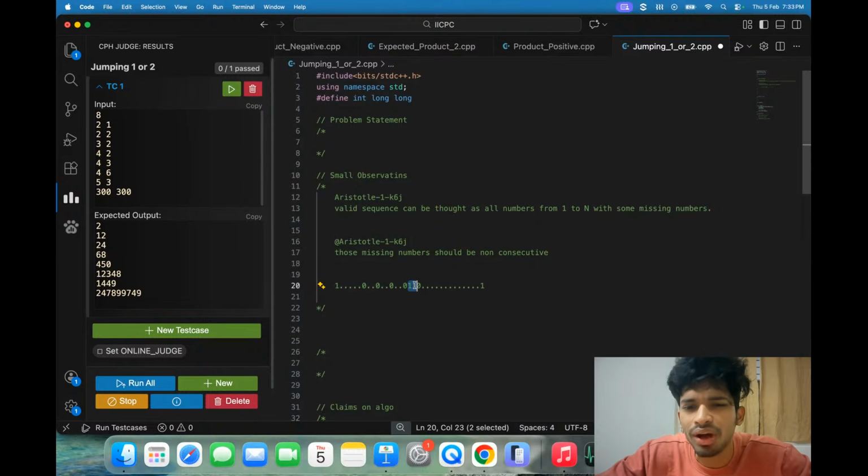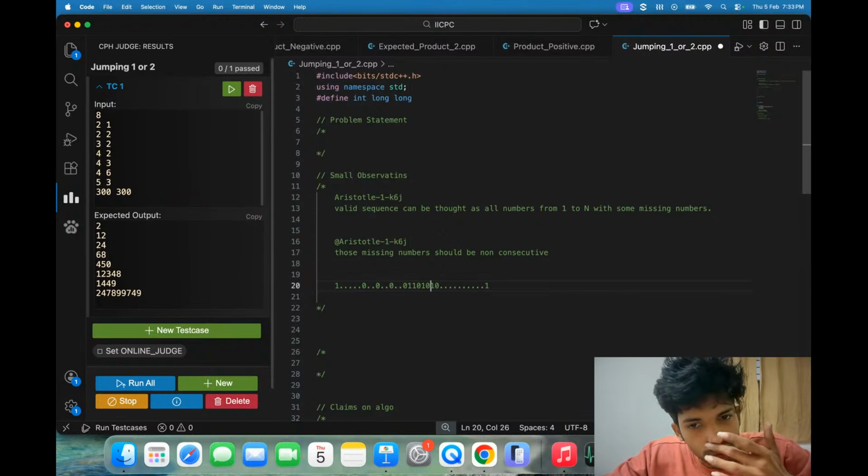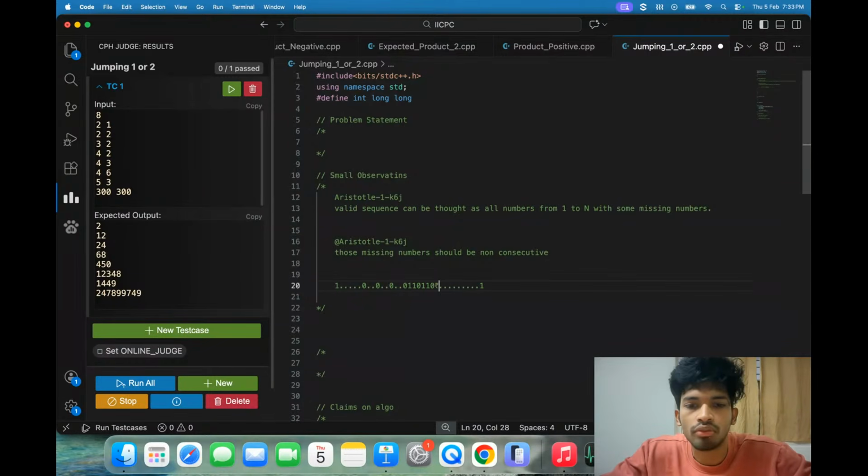And you may have two ones in between, but you will never have three ones because then you can make this zero, right? So you may have two ones or one. Okay? Like this.